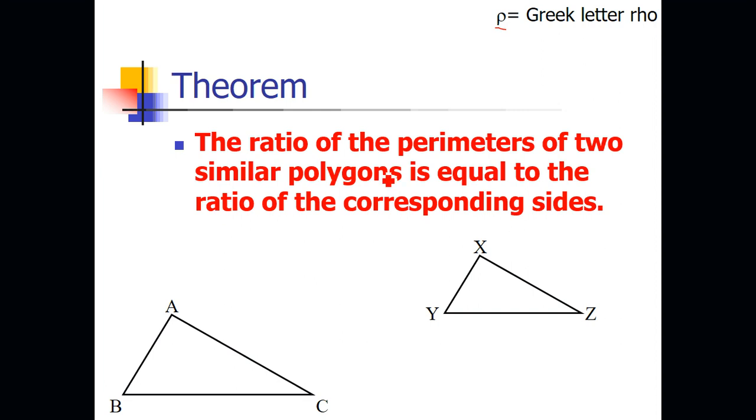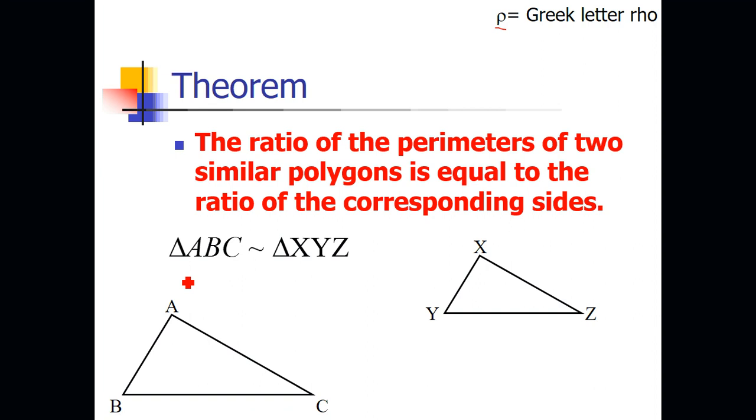The ratio of the perimeters of two similar polygons is equal to the ratio of the corresponding sides. So if we have these two triangles here similar to each other, ABC is similar to XYZ, by the definition, we know the corresponding angles are equal. So angle A would be equal to angle X, and angle B would equal angle Y. And since C here corresponds to Z, angle C and Z are equal.